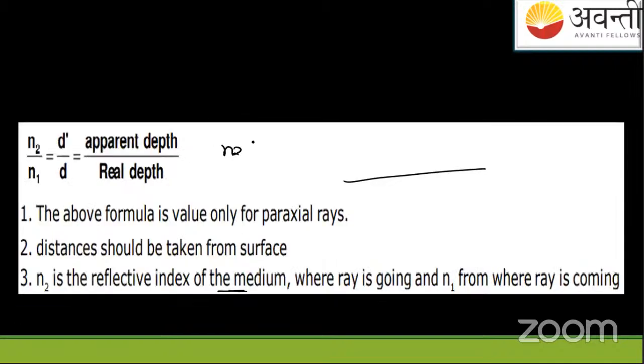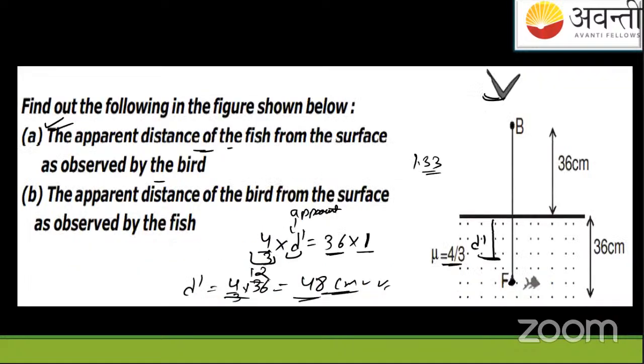That is air into real depth. And N1 is the fake one, apparent. So N1 is 4 by 3. Apparent depth is, I don't know. Real is water, real is the air, and real depth is 36 centimeters. So if you multiply, this will be here. So this is a mistake here. 4 by 3 will not go like this. It is 1 upon 4 by 3.